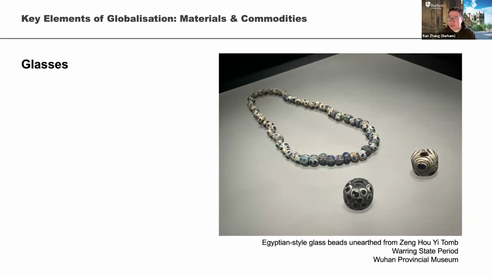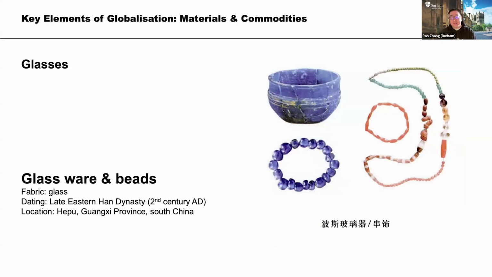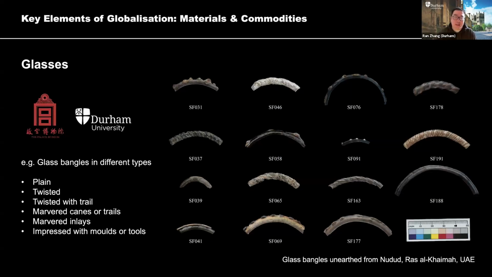Like this one, a Warring States period import from the Marquis Yi of Zeng tomb in Hubei, now displayed in the Hubei Provincial Museum, and we believe it is an import from West Asia. Glass can also be found, for example, in Guangxi province in China. So those things, we believe, are materials imported from the sea to China.